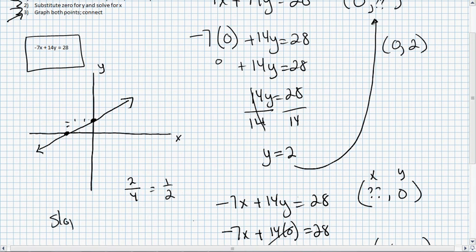slope is 1/2. So if you are asked to graph using intercepts and then figure out the slope, you can just count it right off the graph.